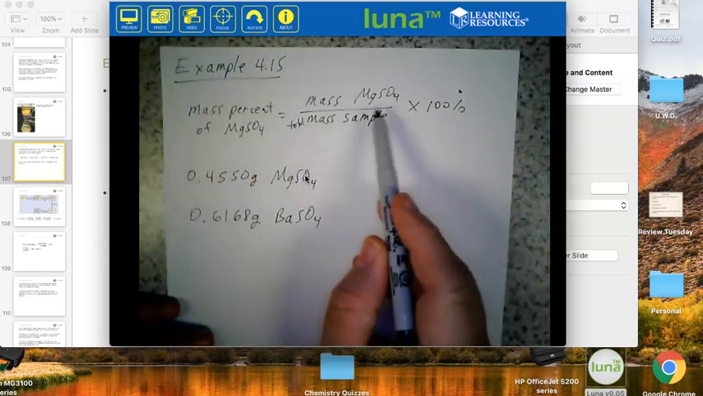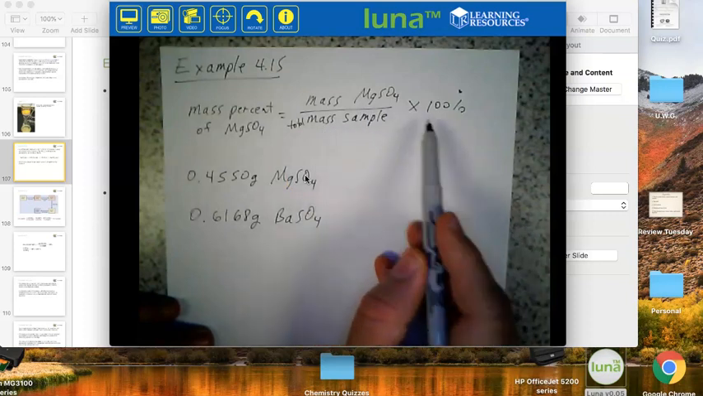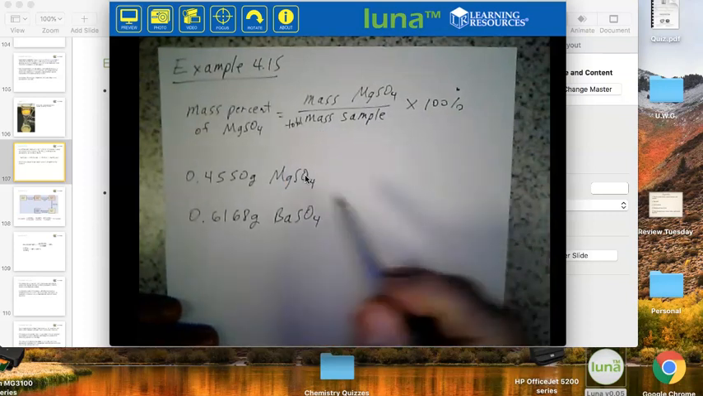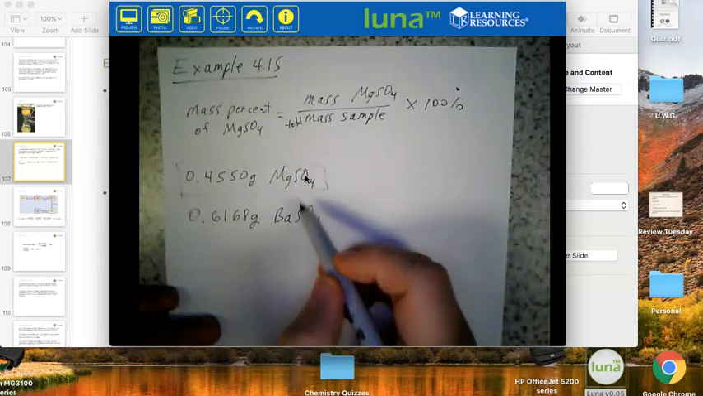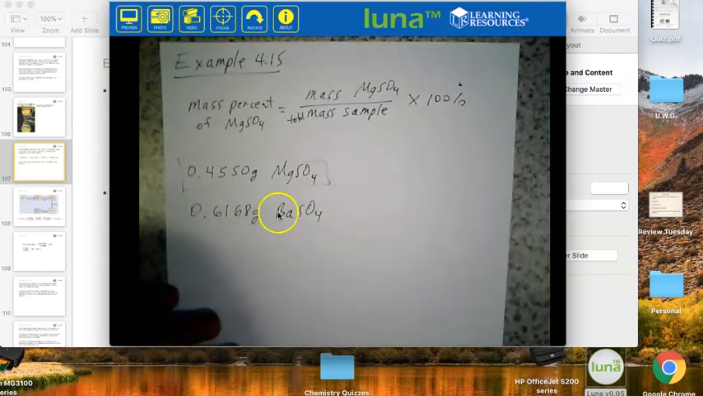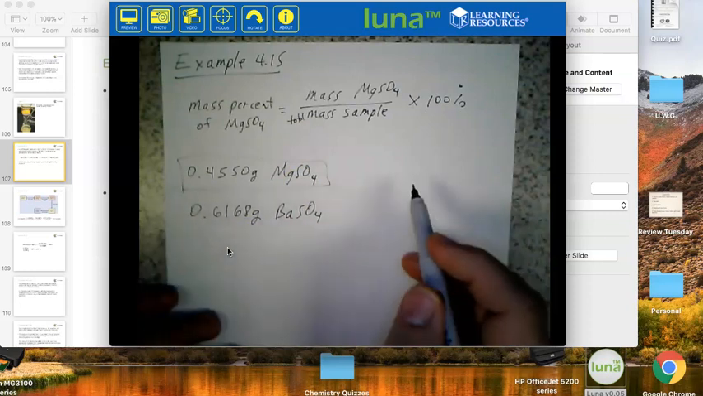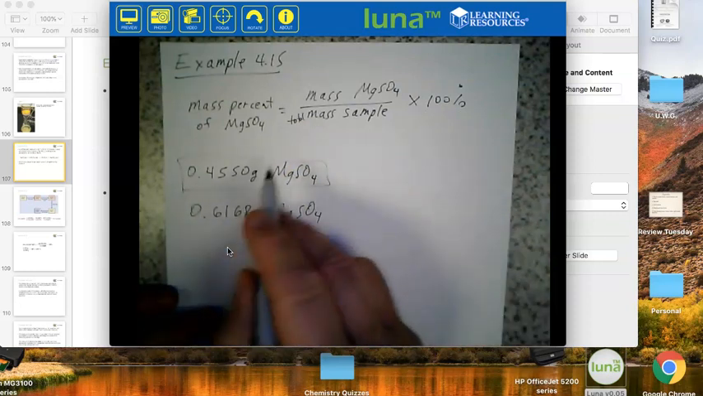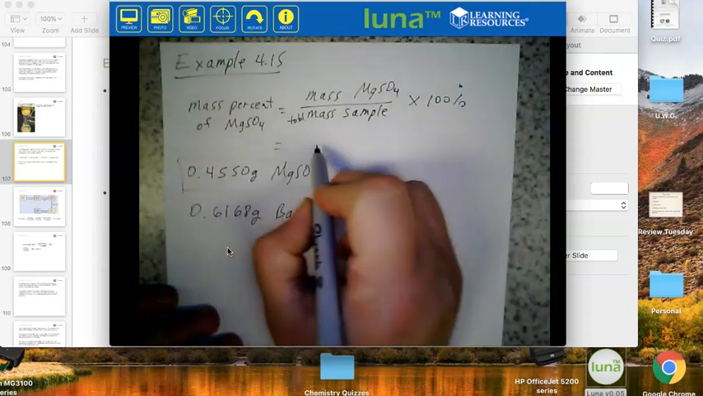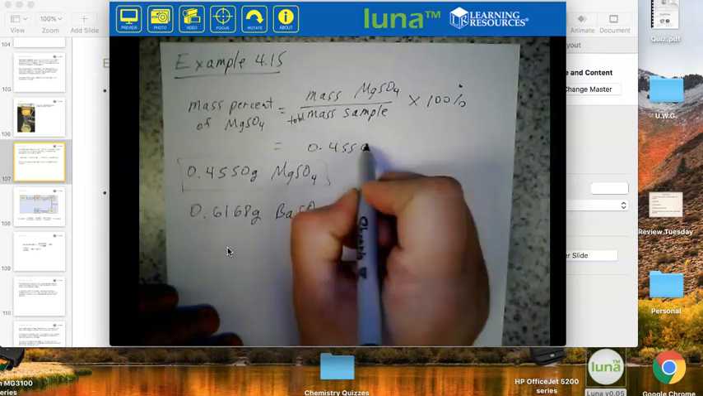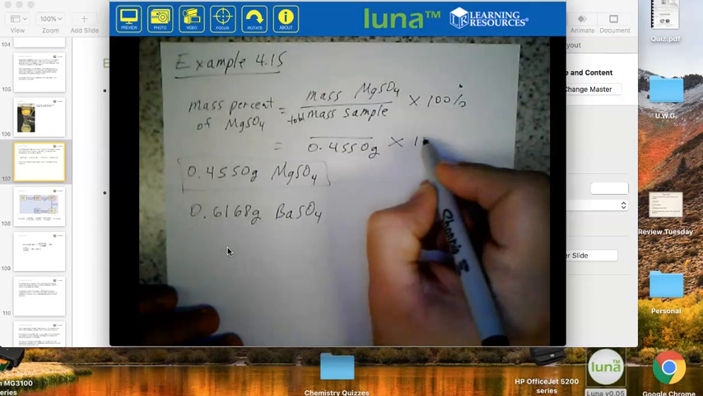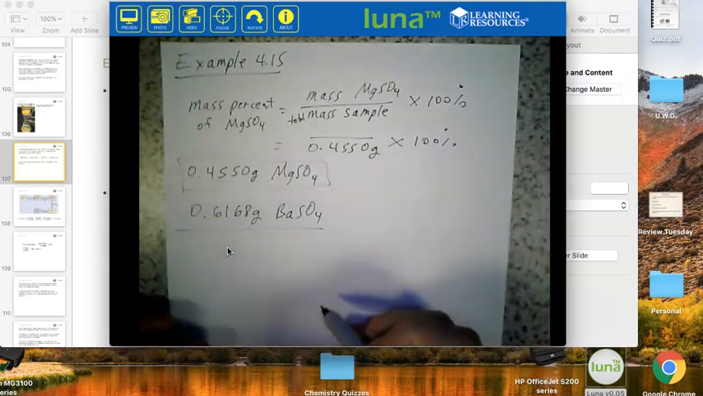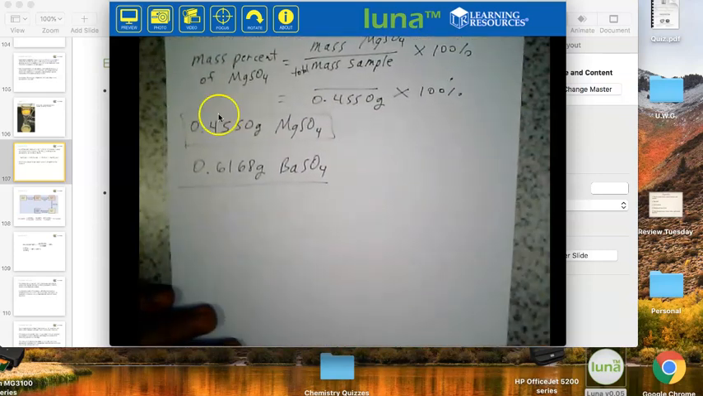Here we're figuring out the mass percent of magnesium sulfate, and so that's going to be equal to the mass of magnesium sulfate divided by the total mass of the sample times 100%. And so they gave us the total mass of the sample here, which is 0.4550 grams. Alright, so it's going to be 0.4550 grams. But I need to find the mass of magnesium sulfate. Okay, and so they give me the mass of barium sulfate.